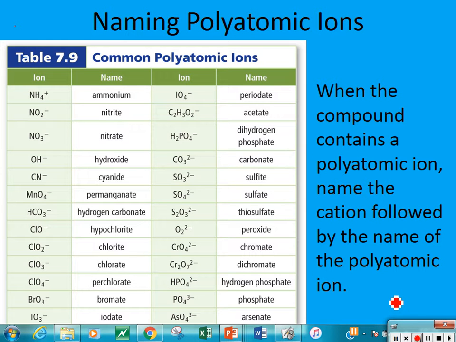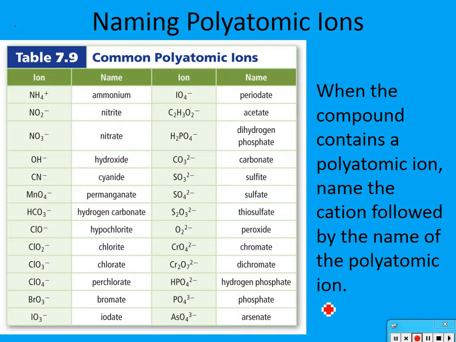Okay, welcome back, guys. We're going to continue today with naming ionic compounds. If you remember last time, we did the crisscross method. We went from the name to the formula, and we also went from the formula to the name. We're going to build upon what we talked about last time. I've just given each of you a table that has some common polyatomic ions on it, and this slide contains some of those polyatomic ions.